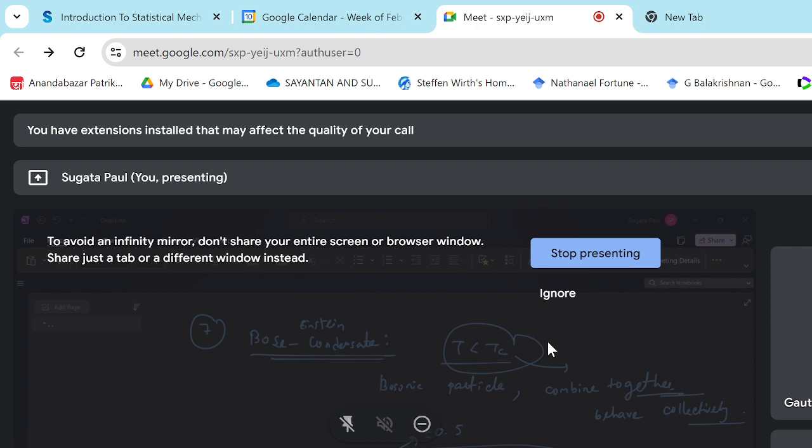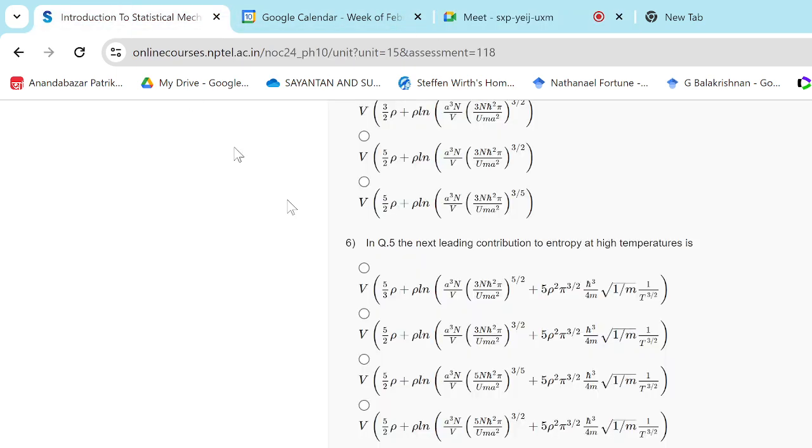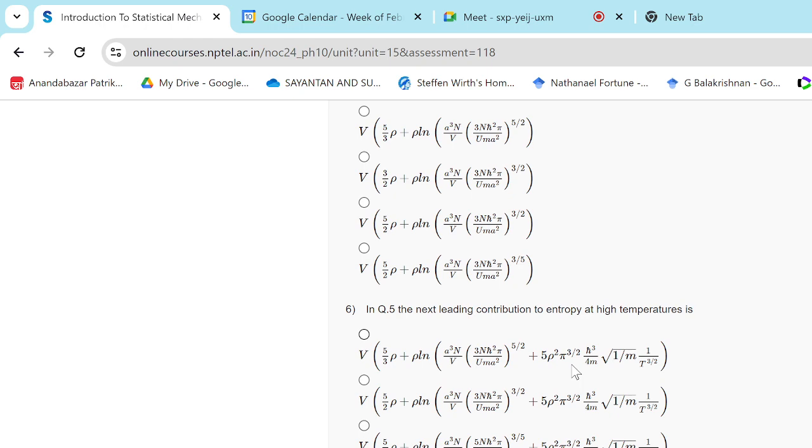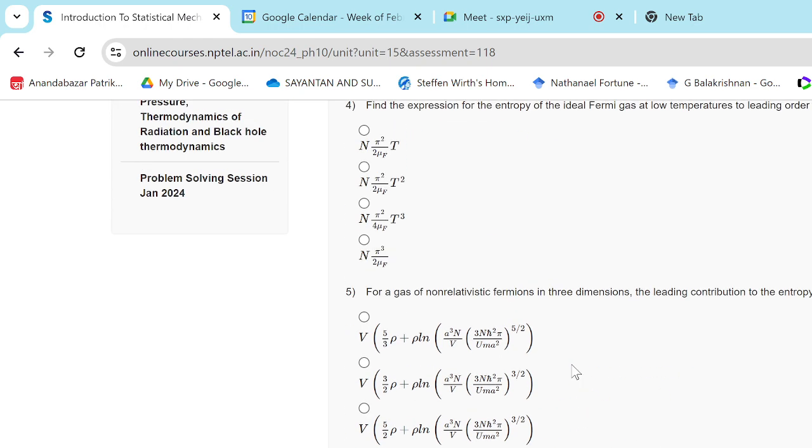Madam, in question number 5, are the particles distinguishable or not distinguishable? One second. Question number 5. Fine. Yeah, particles are indistinguishable because they are fermions. Fermions means quantum particles, so indistinguishable. Okay.